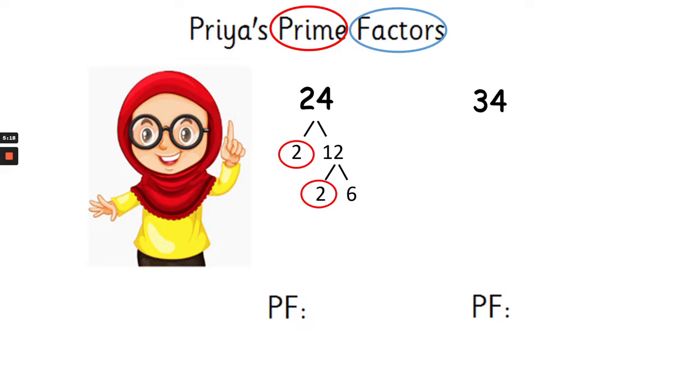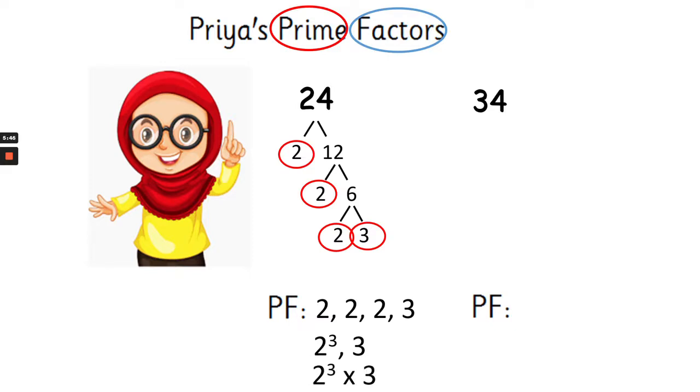6 again is composite, so we need to find a factor pair for 6, and I'm going with 2 times 3, because 2 is prime and 3 is prime, to find all the prime factors of 24. Now we list them: 2, 2, 2, 3. These are the prime factors of 24. Well done if you remembered that you could write 2 as a cubed number because I have 3 of them. And a great job if you even wrote it down as a calculation.